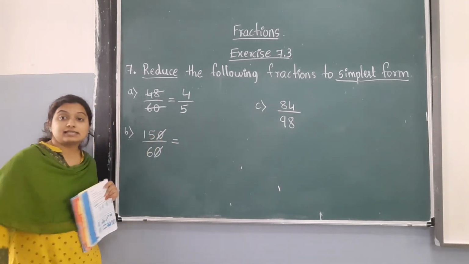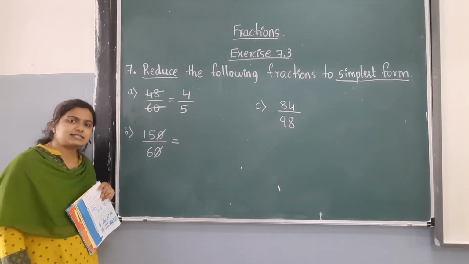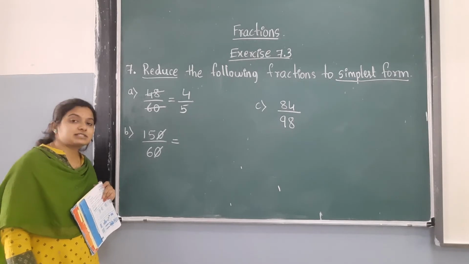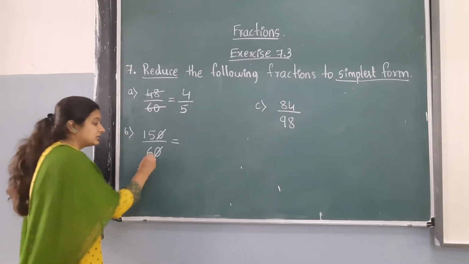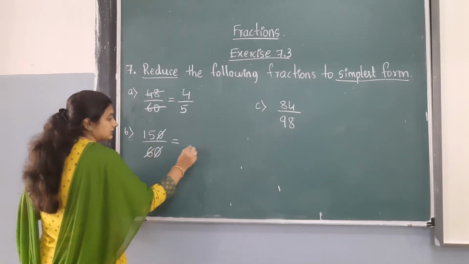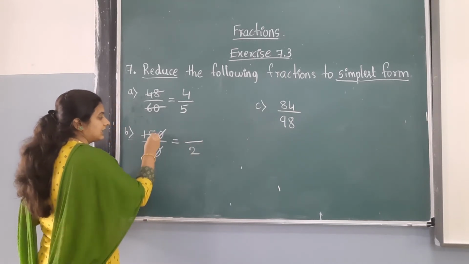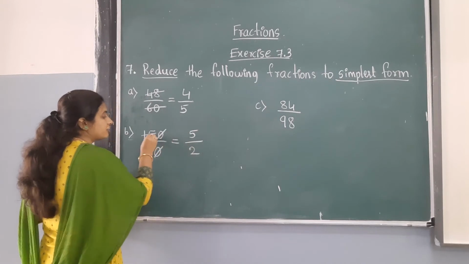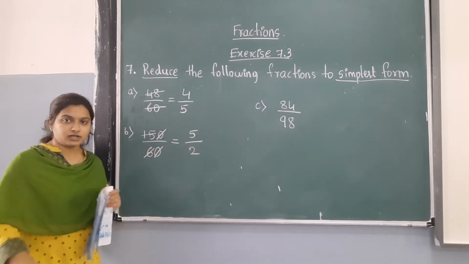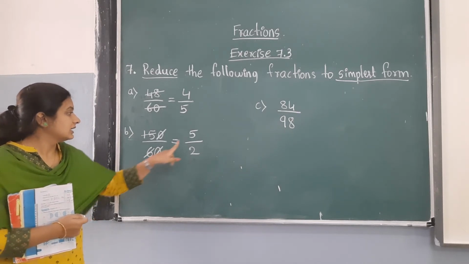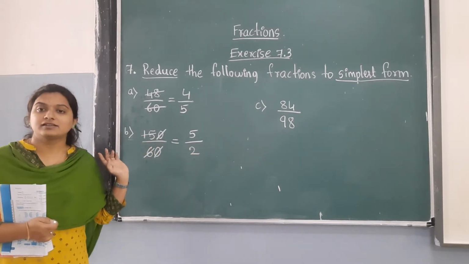15 and 6 are remaining. 15 and 6. Okay. From which table? In the 3 table? 3 twos are 6. 3 fives are 15. In the 3 table these two numbers are there. 3 twos are 6. 3 fives are 15.